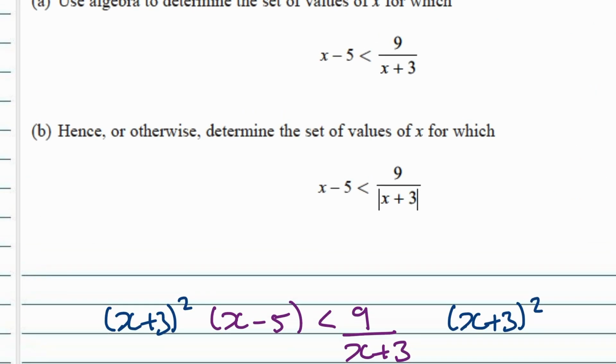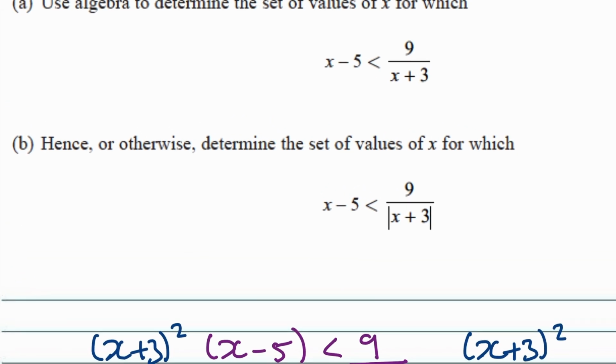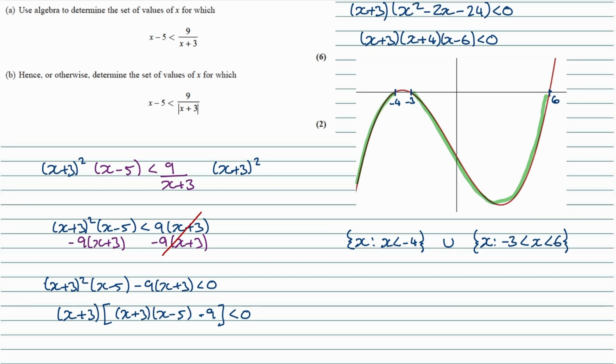For part B, we can use what we've done here to solve the inequality when we're dividing by the modulus of x plus 3. If we go back to the start, we had to multiply both sides by the x plus 3 squared, because this denominator could have been a positive or a negative, but now we're told it must be positive because it's a modulus. And if it's a positive, we can multiply both sides by the x plus 3, and we don't need to change the sign.